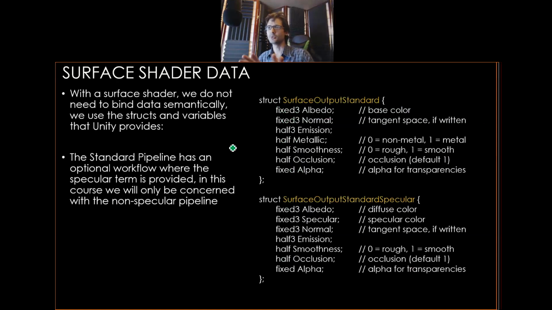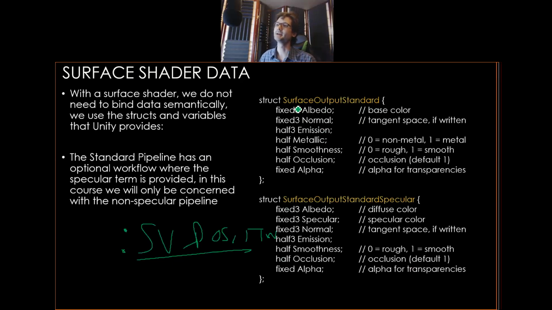So gone are the semantics, which I'm sure all of you are so sad to see go, right? So no more are you binding to SV position anymore, right? Because you are using Unity's stuff instead. So for that, you have two structs that are already defined for you. And the reason there's two is because the PBR or PBS pipeline actually has two somewhat parallel pipelines. They're almost the same, but there are subtle differences.